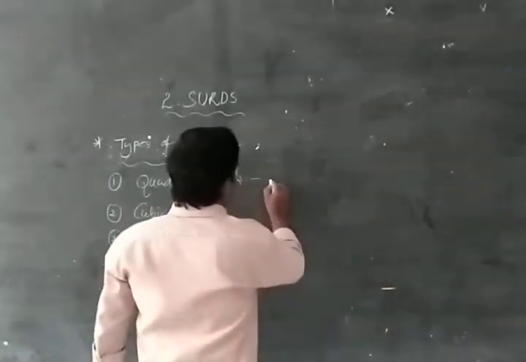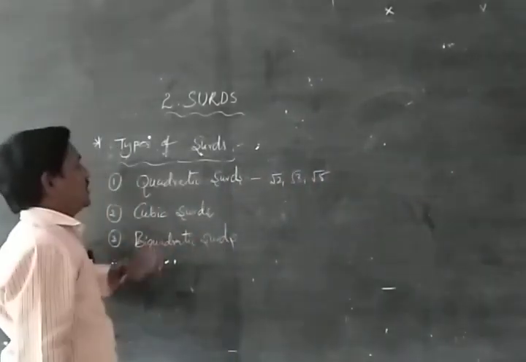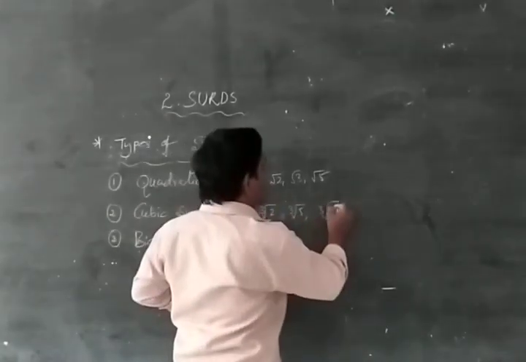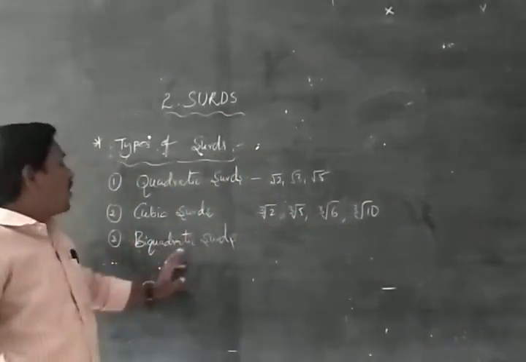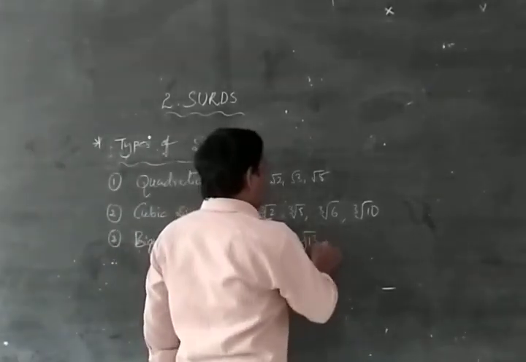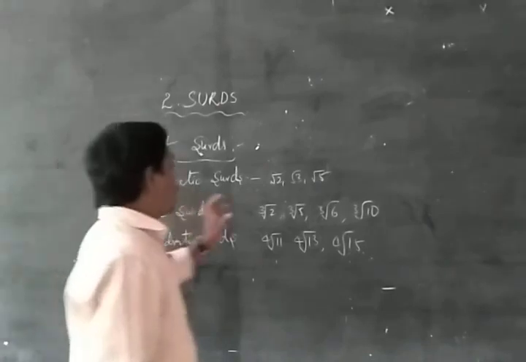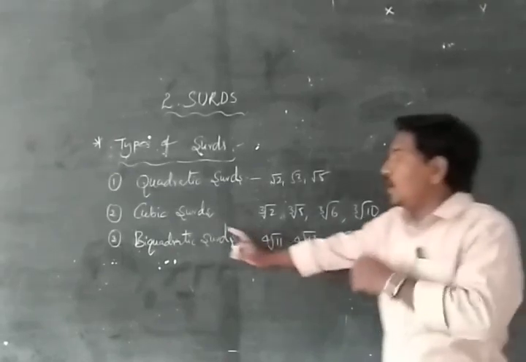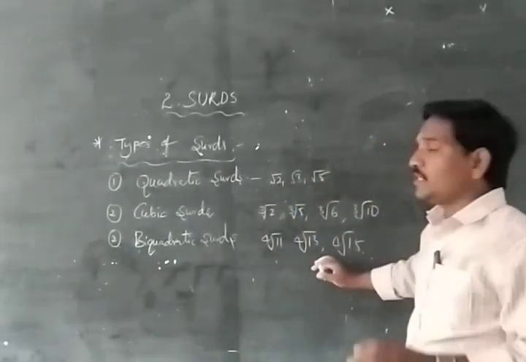You can write root 2, root 3, root 5. And cubic surds, you can write cube root of 2, cube root of 5, cube root of 6, cube root of 10. These are the cubic surds. Biquadratic surds, for example, 4th root of 11, 4th root of 13, 4th root of 15. If the order of the surd is 2, it is a quadratic surd; if 3, a cubic surd; if 4, a biquadratic surd. These are the examples and we have to write tomorrow.